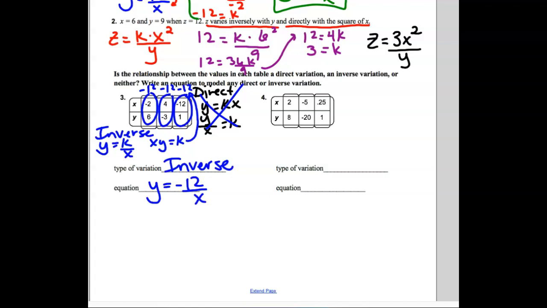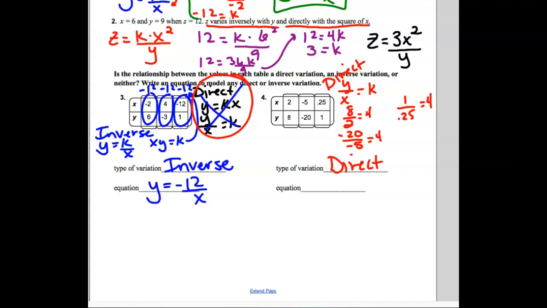All right, question 4, again, if it is direct variation, then our y divided by x's should be a constant. So let's try that. Take y divided by x, do we get a constant? 8 divided by 2 would be 4. -20 divided by -5 is 4. And 1 divided by 0.25, or 1/4, is also 4. So we know that k has to be 4, and it did fit this option, which was direct. So we have a direct variation problem, and the equation would be y equals 4x.